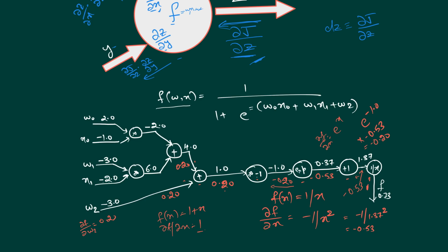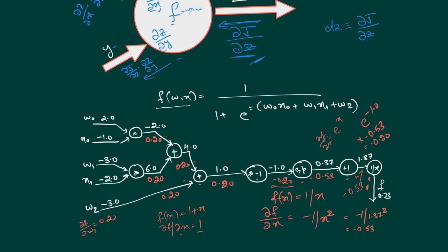Okay, now let's see what's happening out here. Again, out here we are seeing another add gate. So x plus y, del f by del x is going to be 1 for the top branch. 1 multiplied by 0.20, we write it 0.20 out here. Similarly, this is 0.20 for the bottom branch.